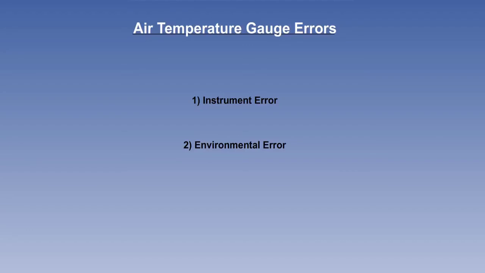Solar heating can be reduced by shading, which happens in a remote detector. Icing is also an environmental error. And thirdly, we have heating error.